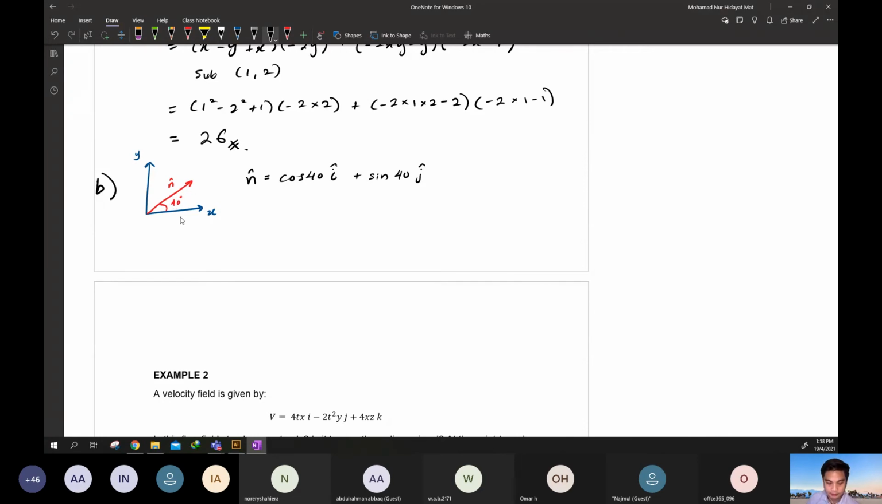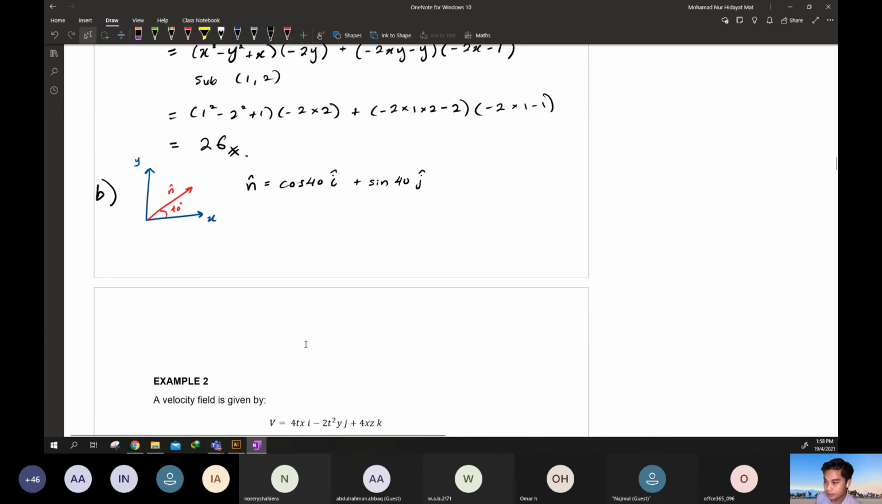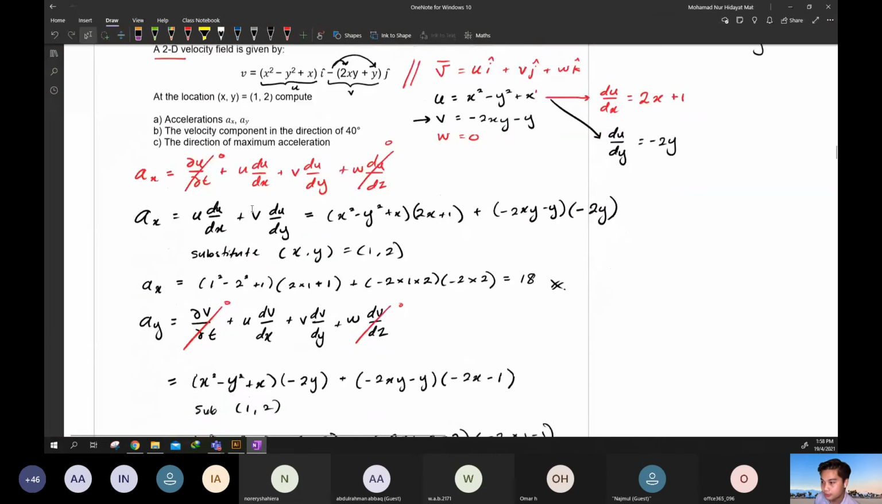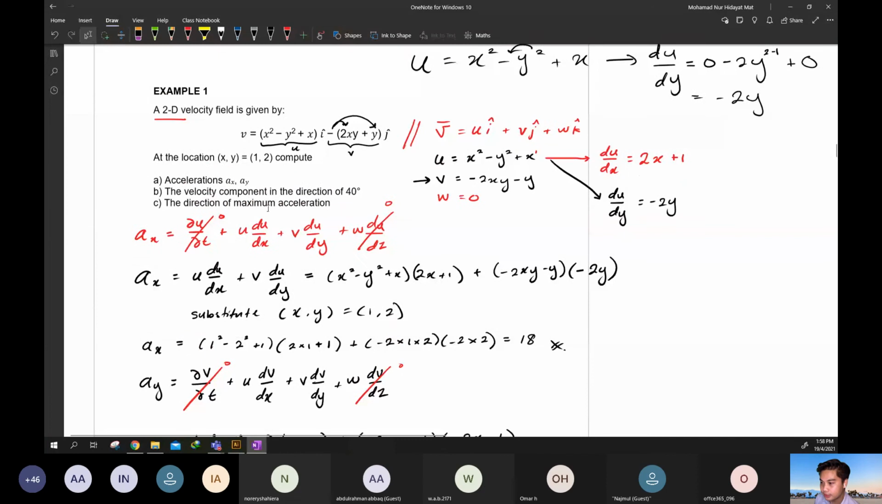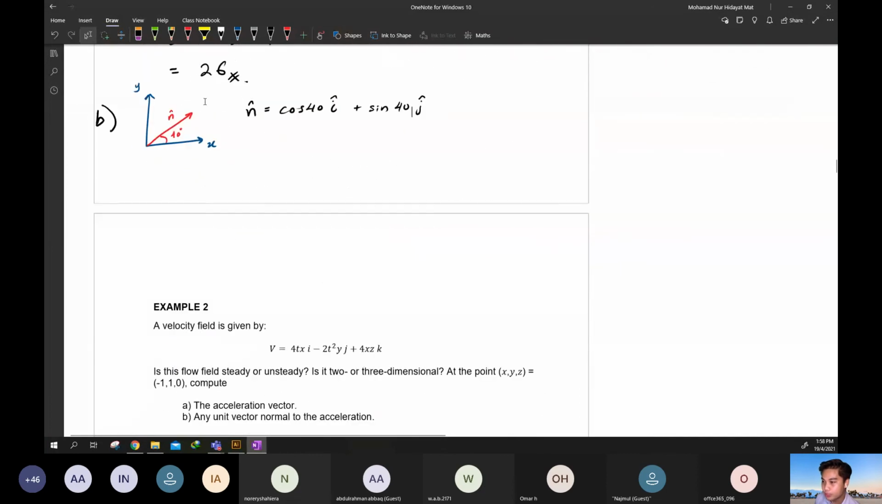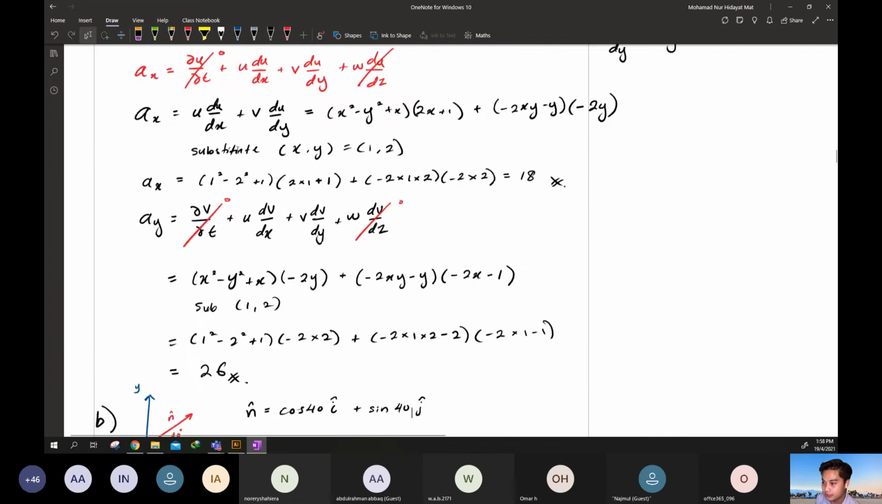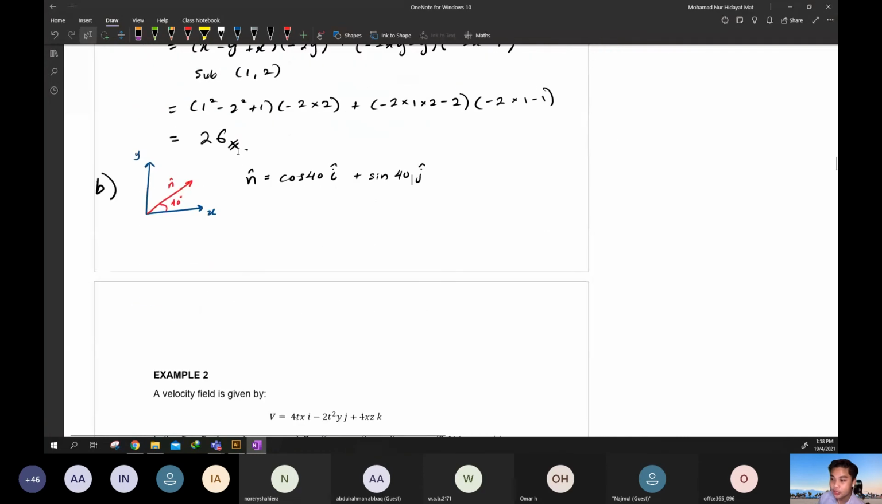Okay, so after we get the velocity, where is the velocity? You can see the velocity component. So first, after we get the unit vector n, we need to find the velocity. Why do we need to find the velocity? We will apply the dot product.